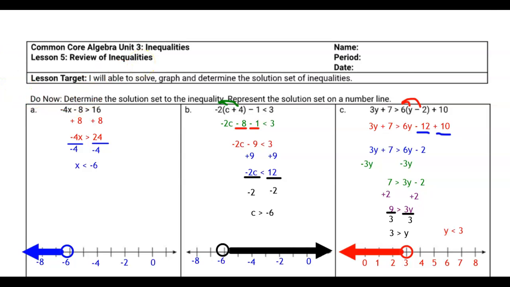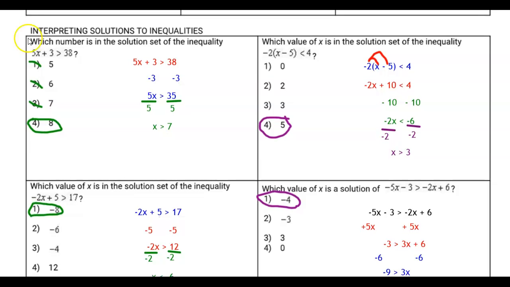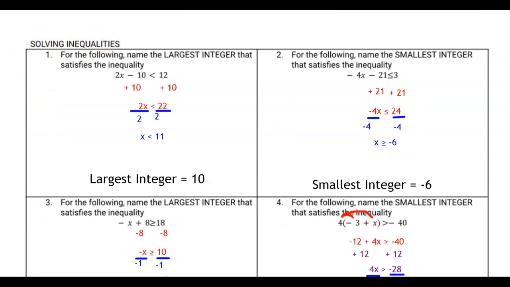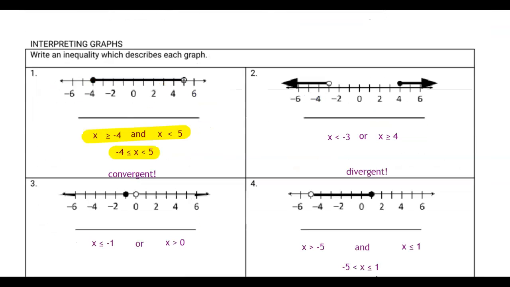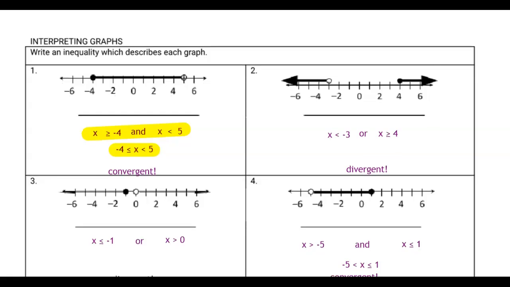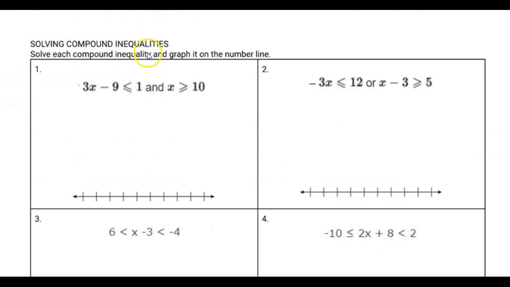We've already done the do now together. That's the first part. The second part was interpreting solutions to inequalities. The third part was looking at solving inequalities. And the fourth part was graphing compound inequalities. We just did the fifth part as well, which is interpreting graphs. Now we're on to the sixth part, which is solving compound inequalities.